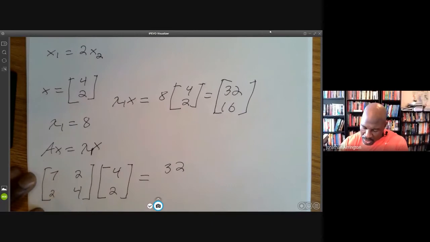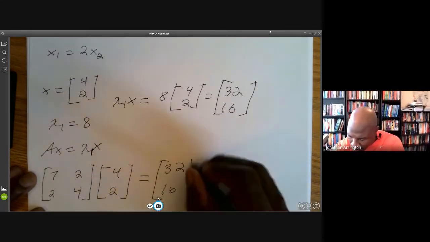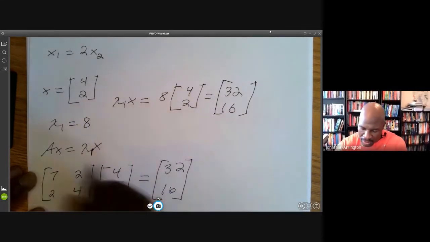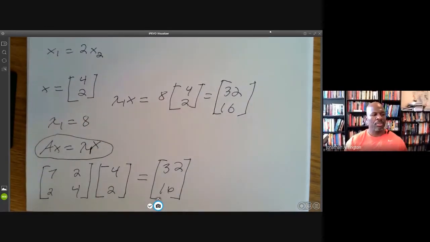And now we're on this row. So 2 times 4 is 8. And 4 times 2 is 8. And 8 plus 8 is 16. And indeed, we do get the same thing. And so this identity was indeed proved.